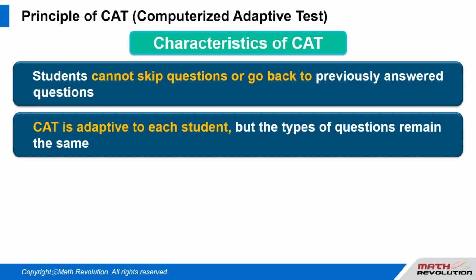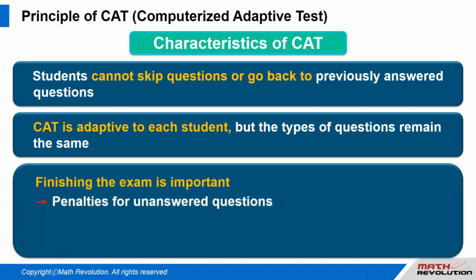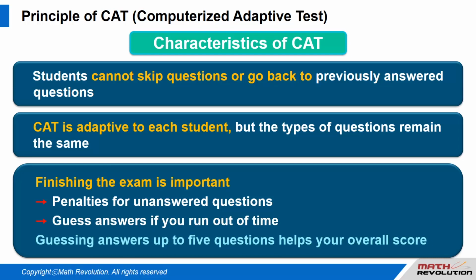Some students claim that it is important to do well in the early part of the exam to get higher scores. However, it is more important to do well over the whole course of the exam. Also, finishing the exam is important. Be sure to leave no questions unanswered because there are penalties for unanswered questions. Therefore, guess your answers if you run out of time. Guessing answers for up to 5 questions would actually help your overall score. Of course, guessing answers for 10 questions is not right.